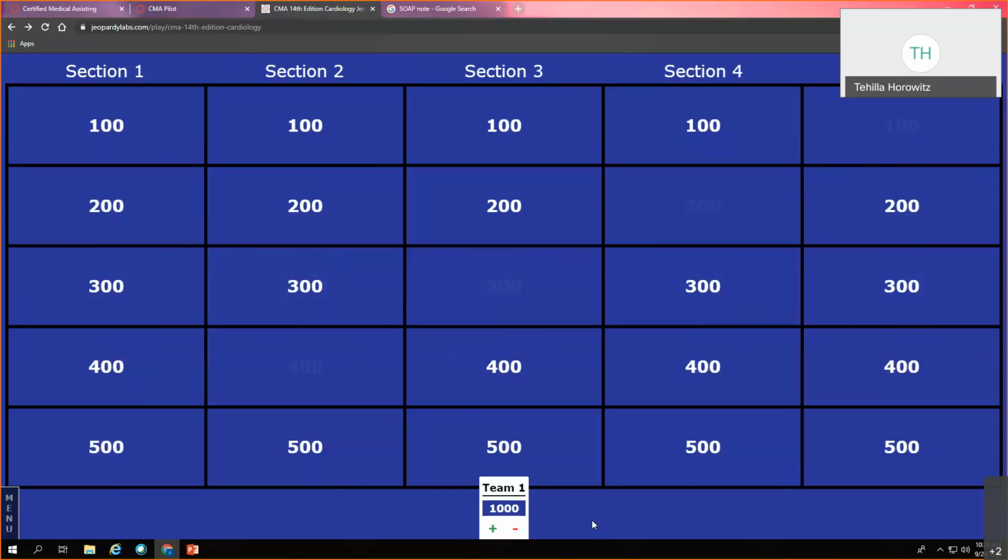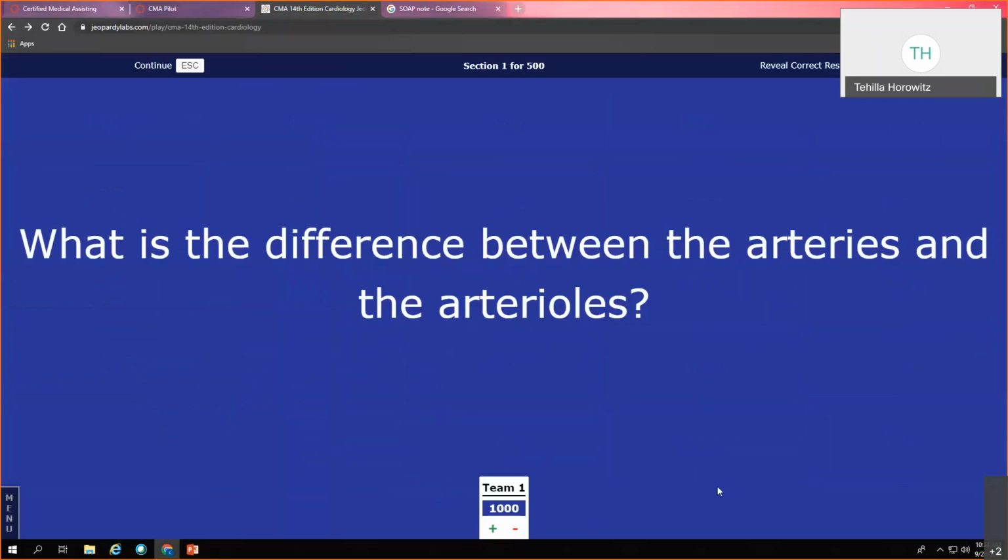Section 1 for 500. Which section? Section 1 for 500. Okay. What is the difference between arteries and arterioles? So what is an artery? Let's start there. I'm so sorry, Kayla. It's kind of lagging a little bit. Oh, gotcha. I'm sorry.